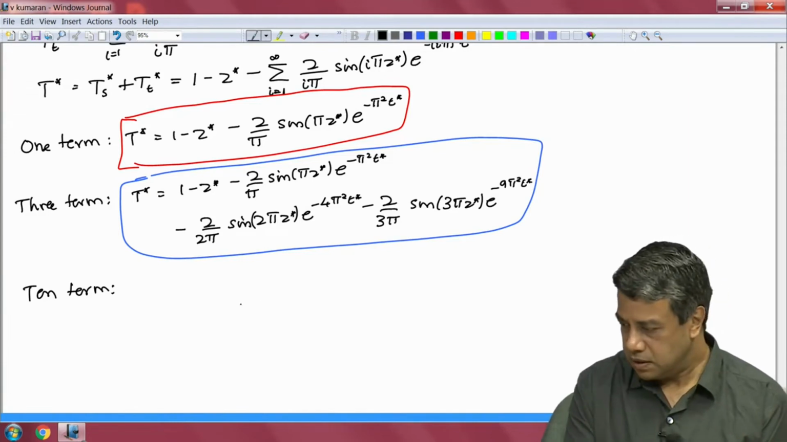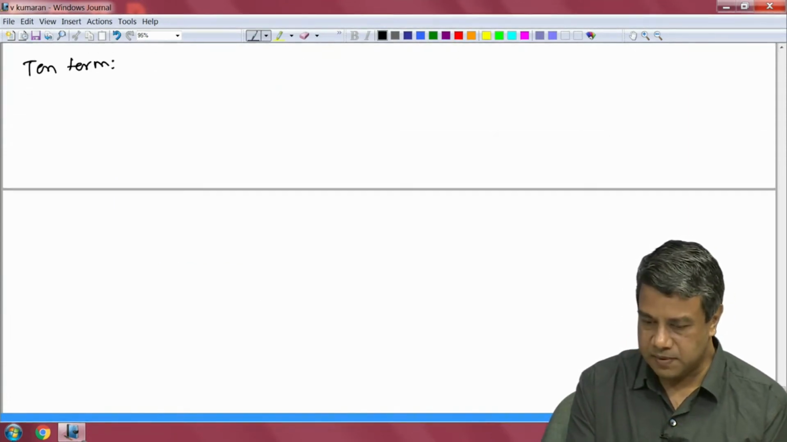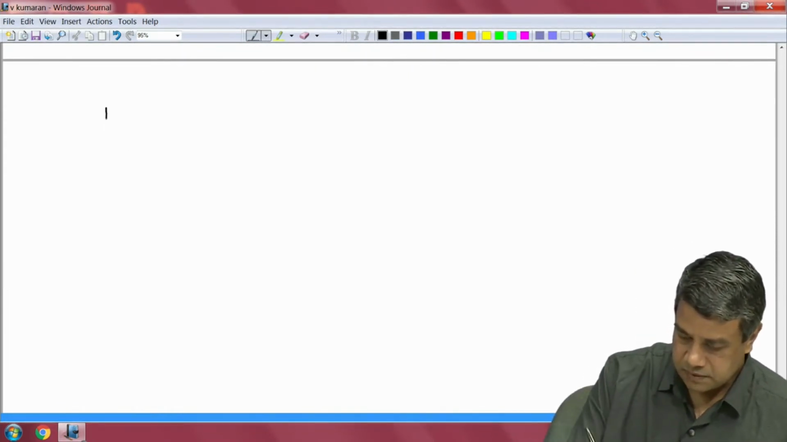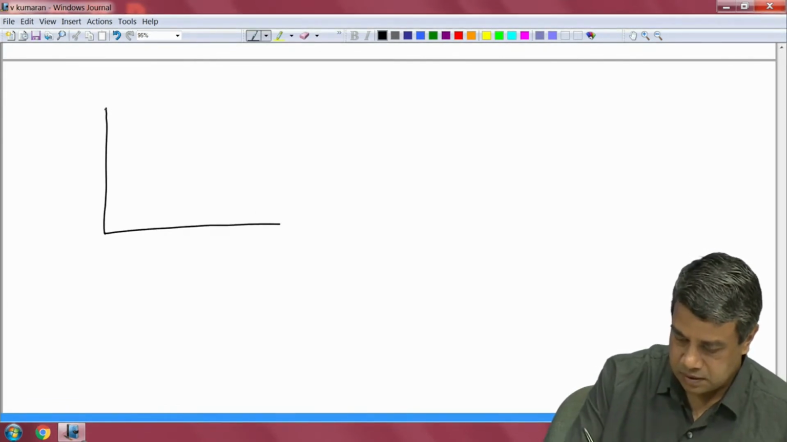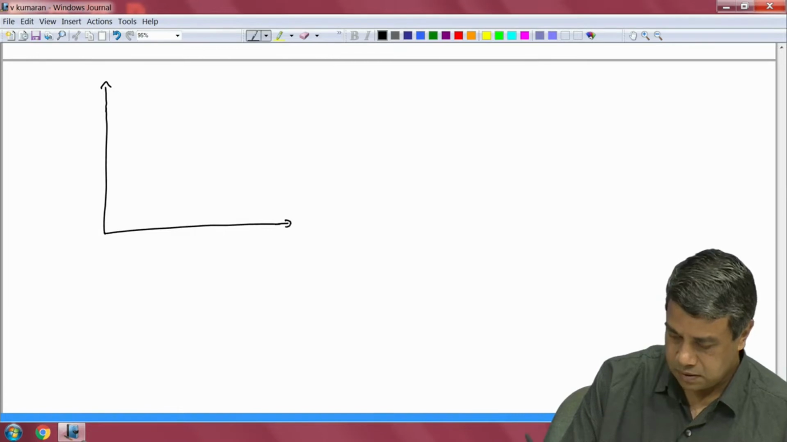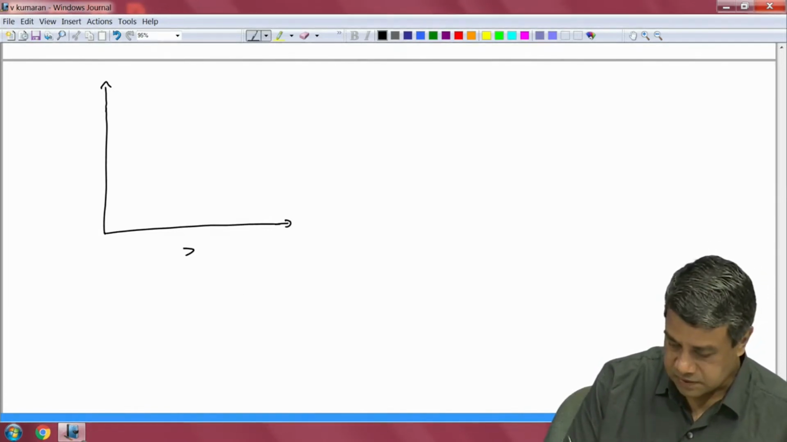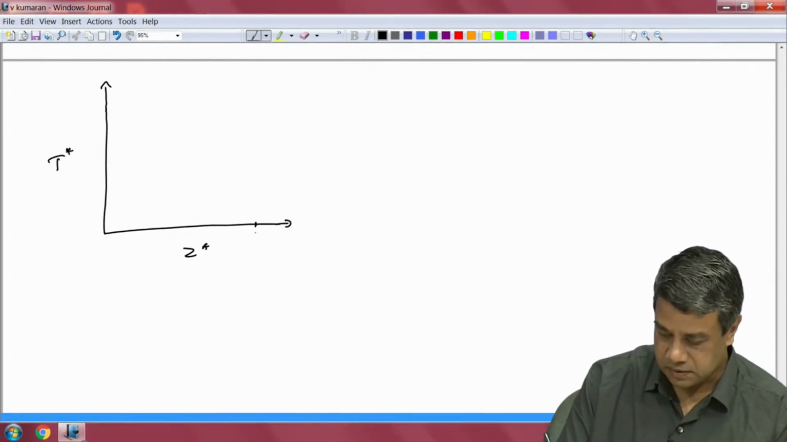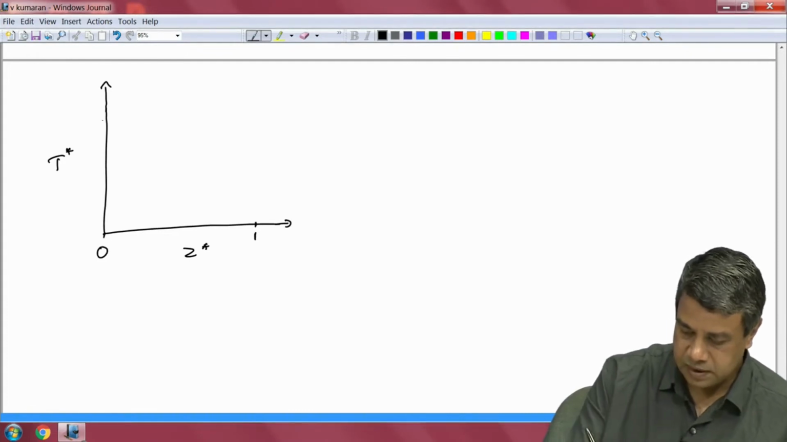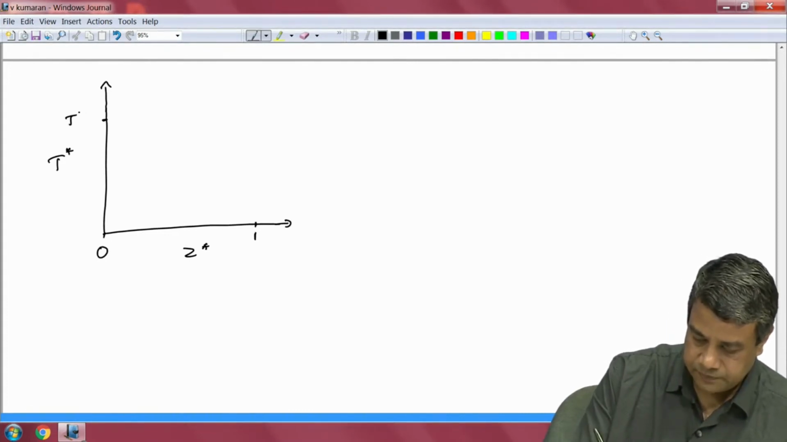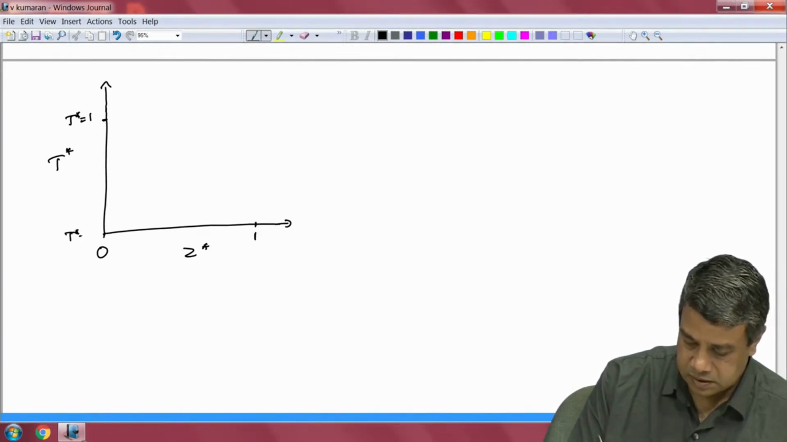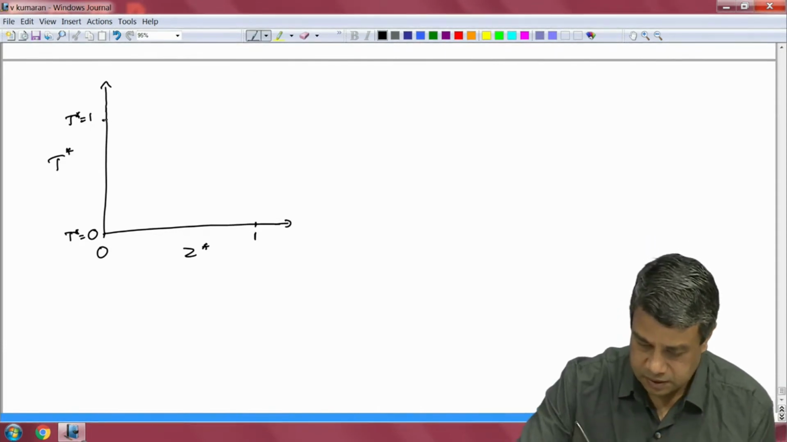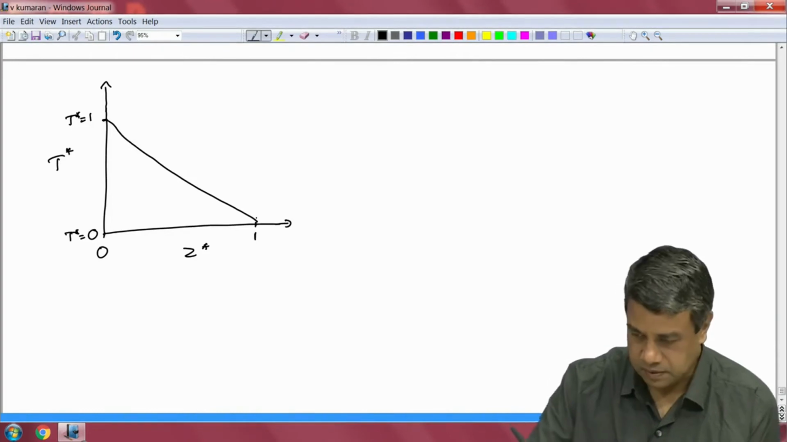Okay. So, I'll show a rough schematic sketch of how these solutions look like. Okay. So, I'll plot the temperature as a function of z star. This is z star is equal to 1, this is z star is equal to 0, this is t star is equal to 1, and this is at t star is equal to 0. So, the final solution is a linear function. I am not plotting it very well here.